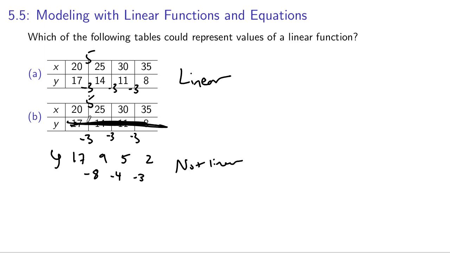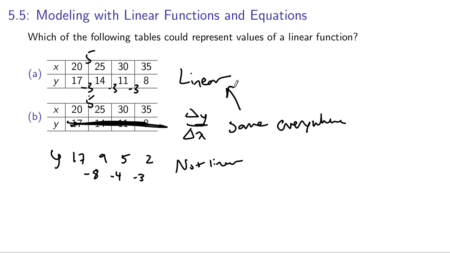But this point is easy to observe. We just need to check the distances apart and see if the change in y over the change in x, which is the rate of change, is the same everywhere. If it's the same everywhere, it is linear. If it's not, it's not linear.